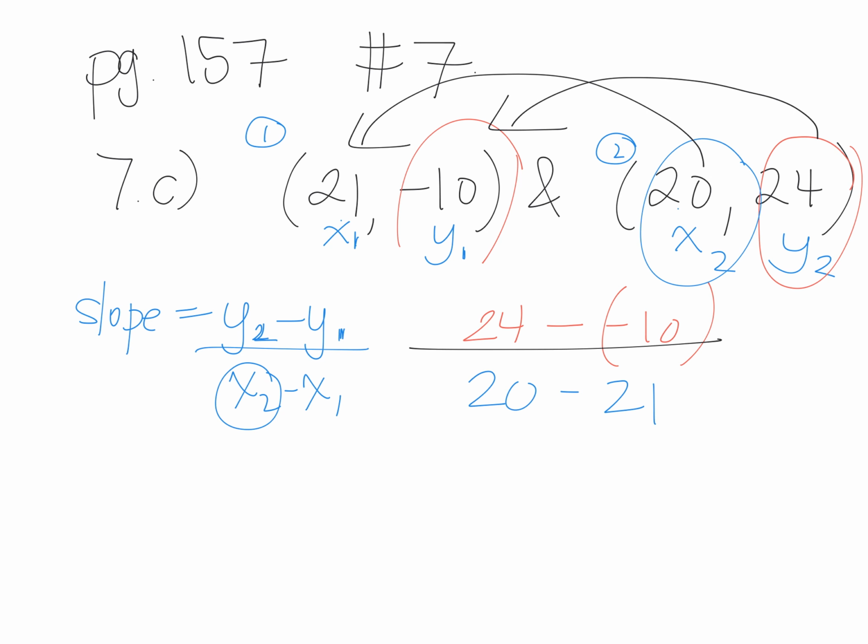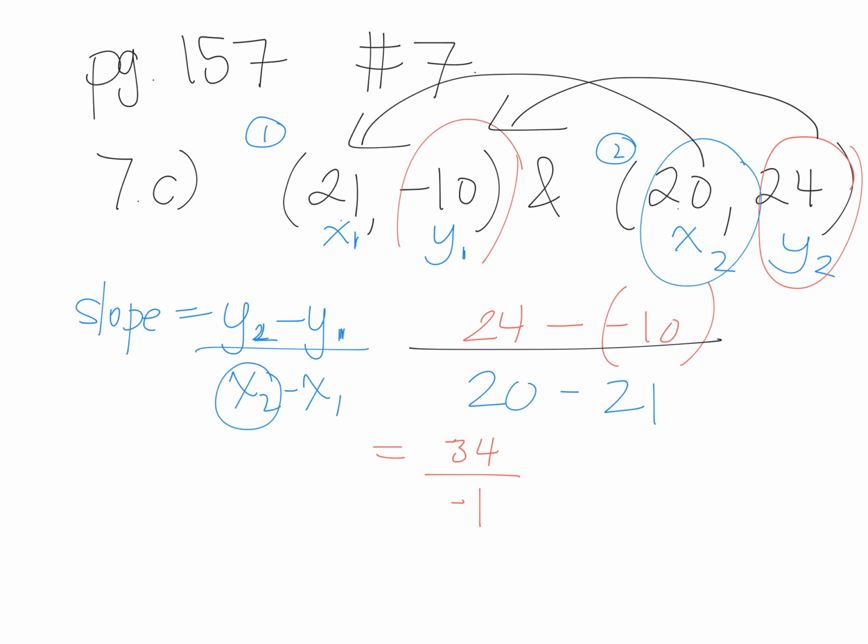And I'm going to show you on a graph why this makes sense. So let's calculate it. What's 24 take away negative 10? Oh my goodness, people. 24 take away a negative. When you're taking away a negative, you add 24 plus 10. 20 take away 21. Negative 1. What's the slope?